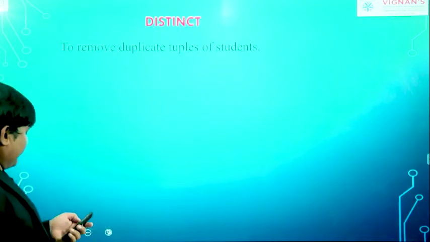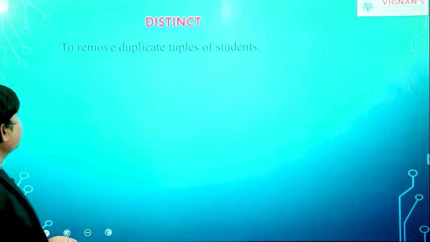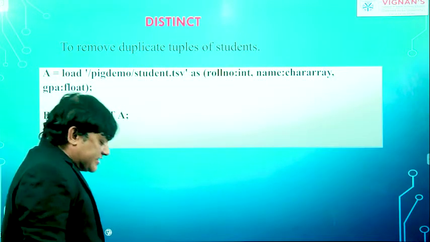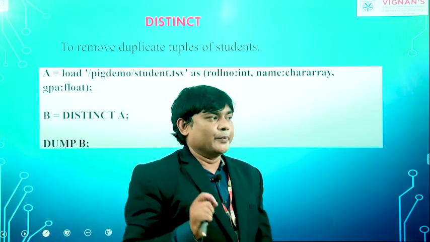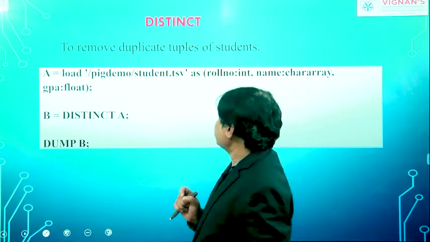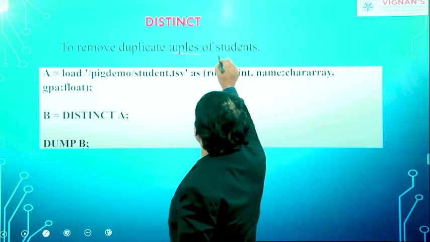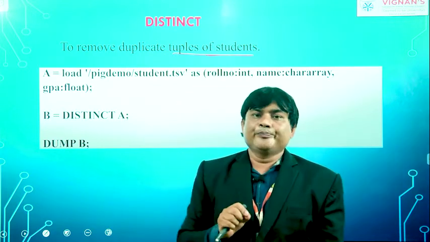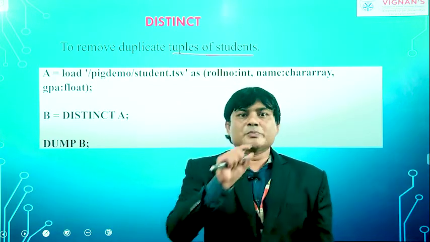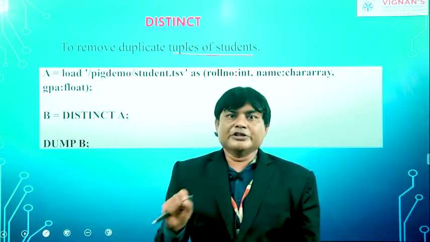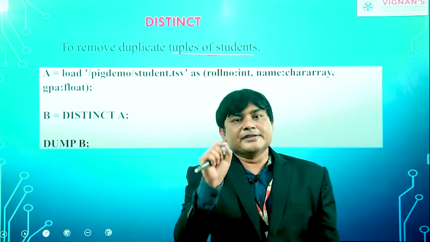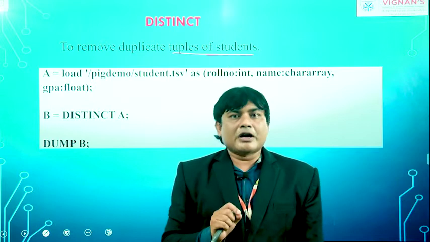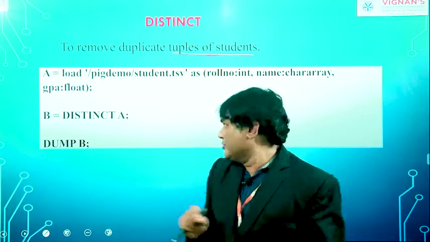Now we have another operator, called the distinct operator. What is the main use of the distinct operator? It removes duplicate tuples. If you have a duplicate row in a given relation, it will be removed. Suppose my record is duplicated two times, it will not allow duplications in your relation. So to remove duplicate tuples, we use distinct.